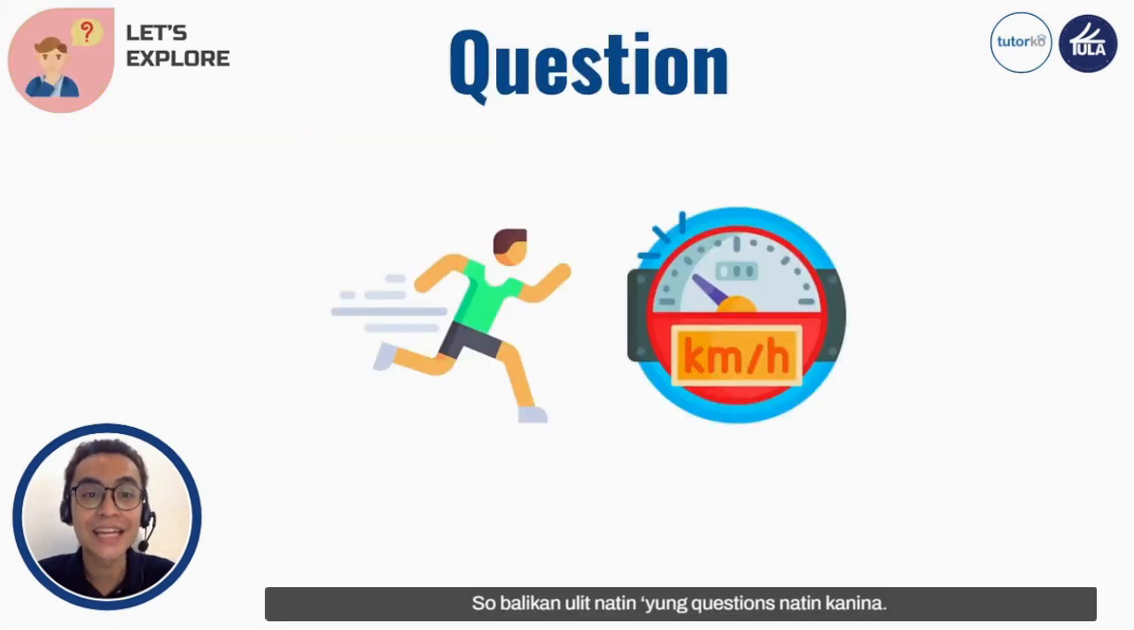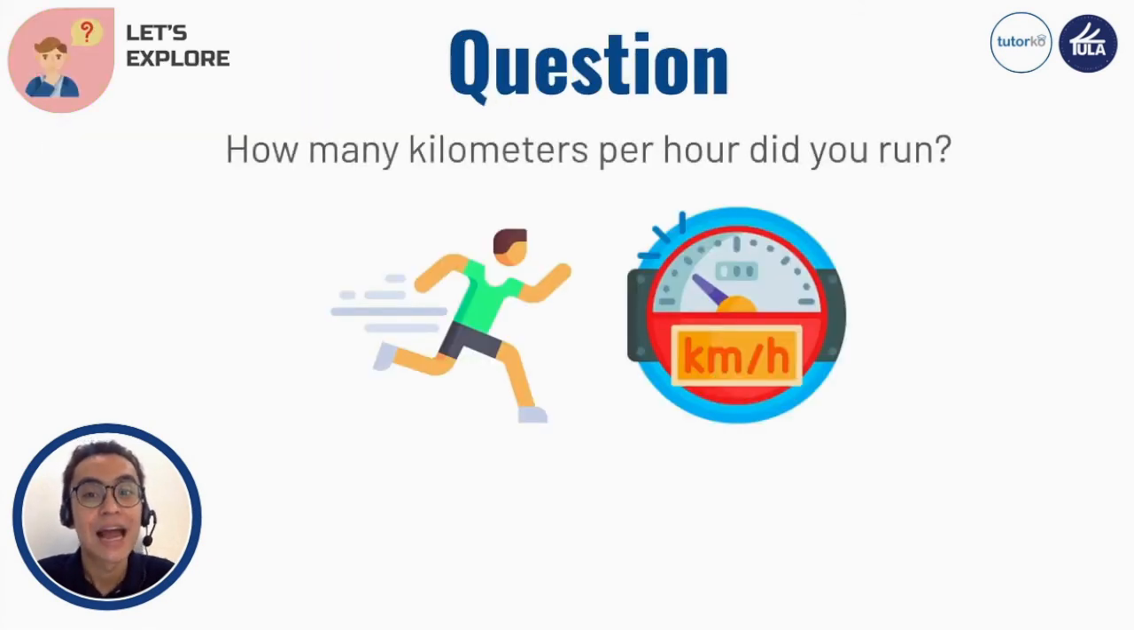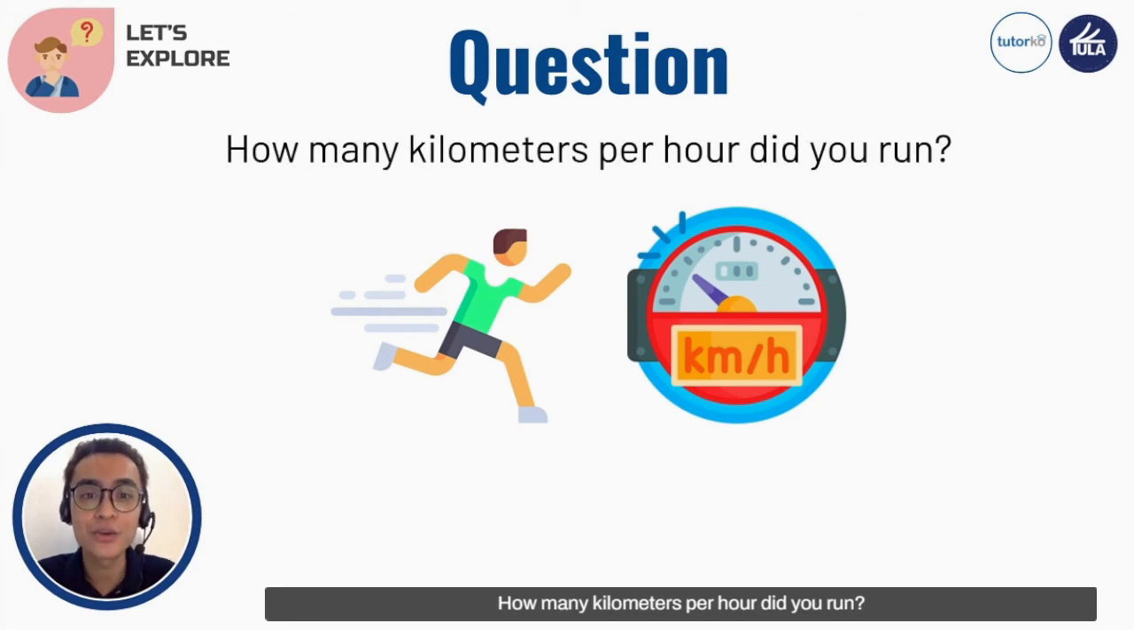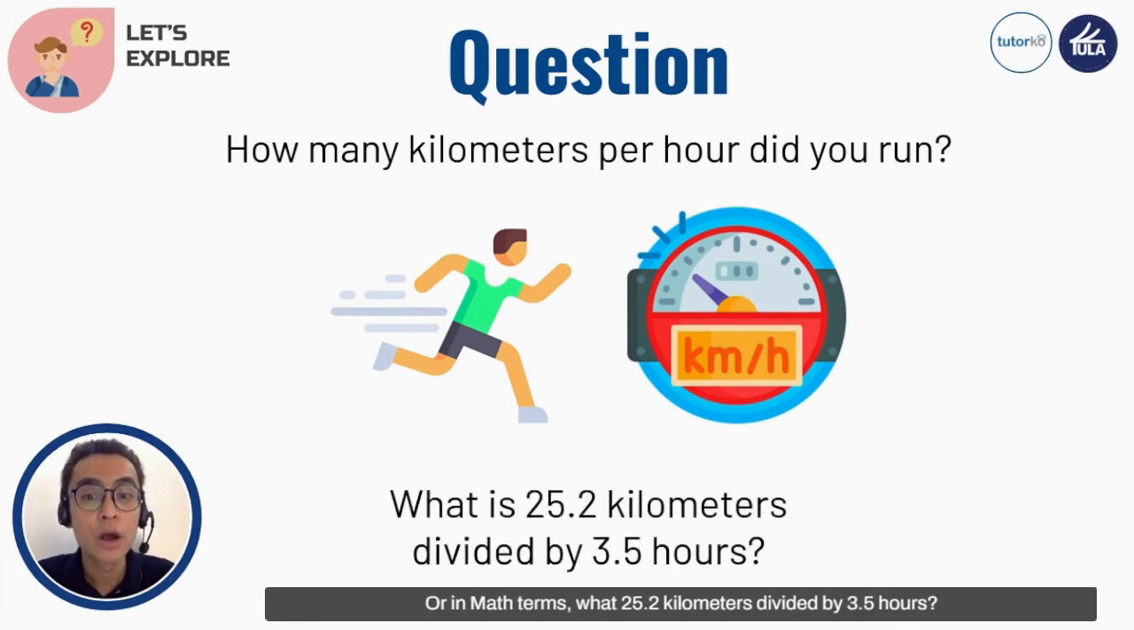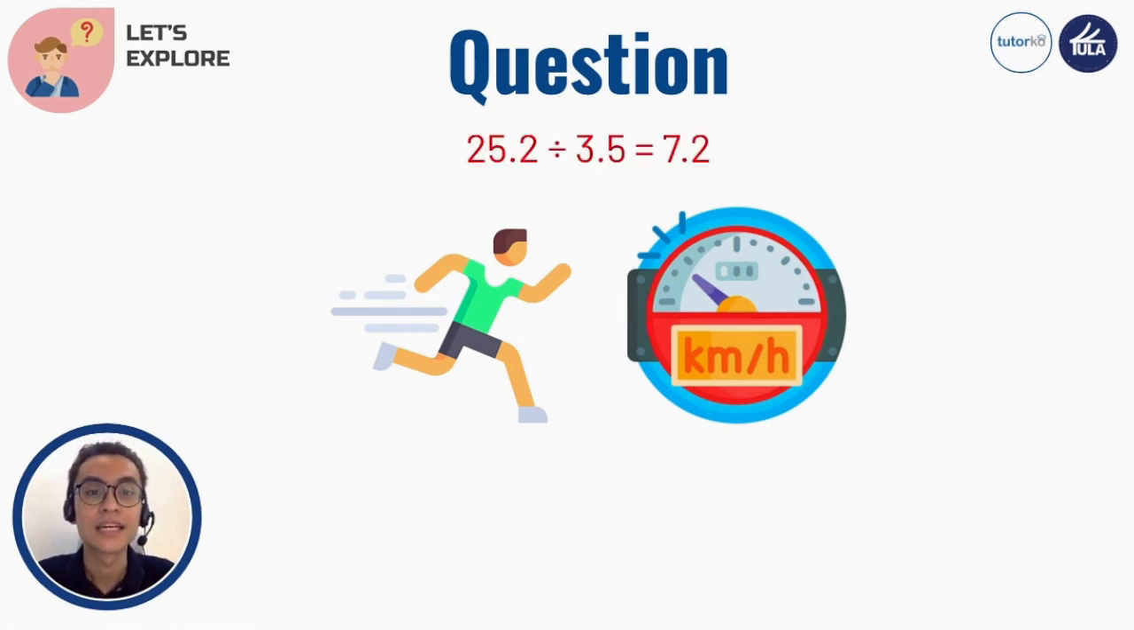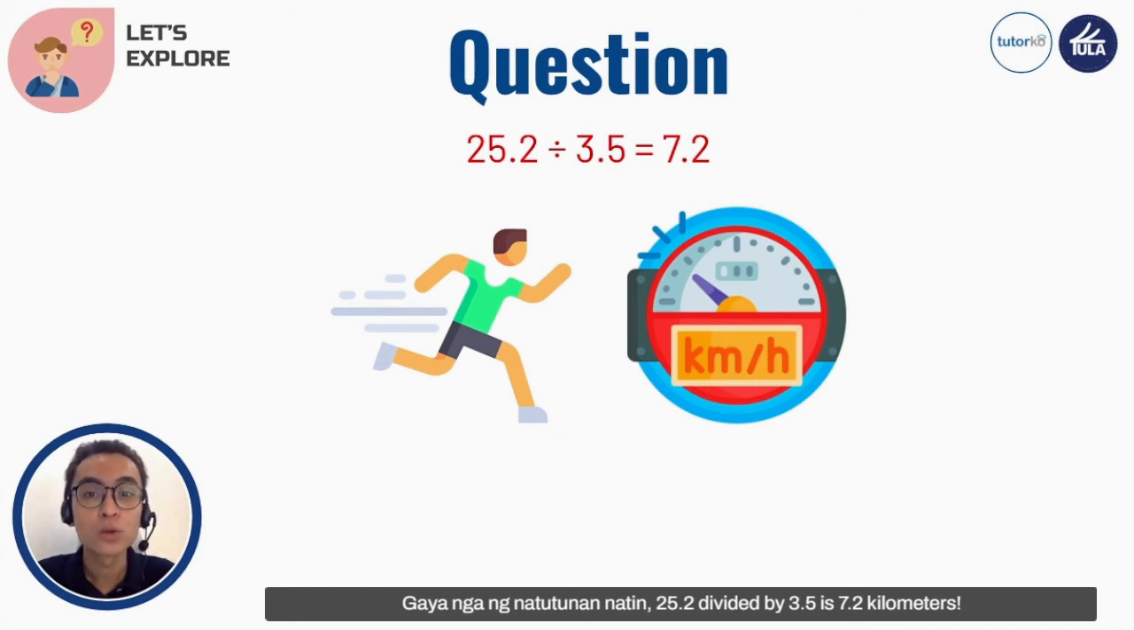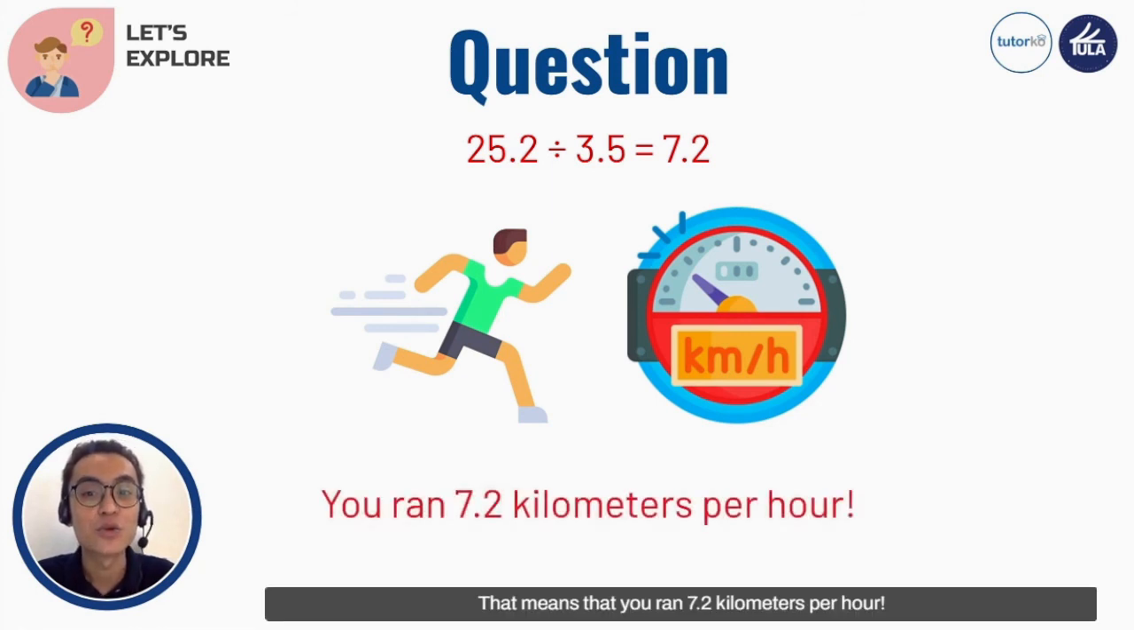So, balikan ulit natin yung questions natin kanina. How many kilometers per hour did you run? Or in math terms, what is 25.2 kilometers divided by 3.5 hours? Gaya nga ng natutunan natin, 25.2 divided by 3.5 is 7.2 kilometers. That means that you ran 7.2 kilometers per hour.